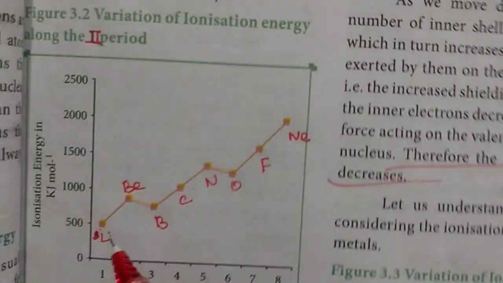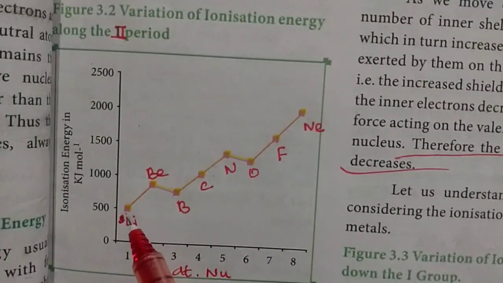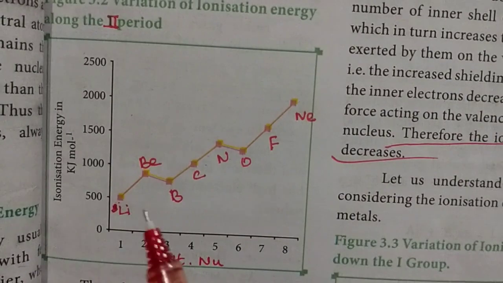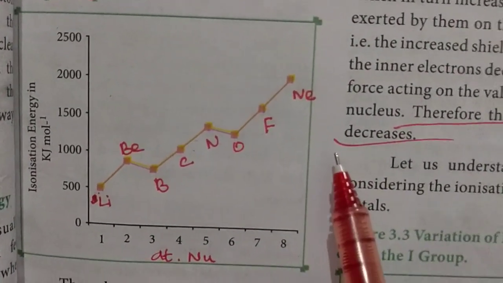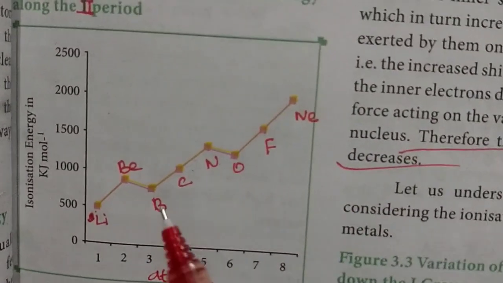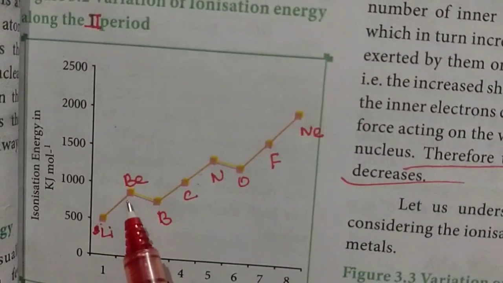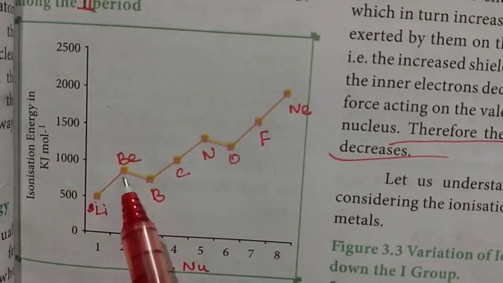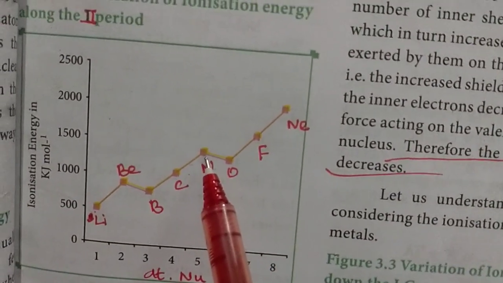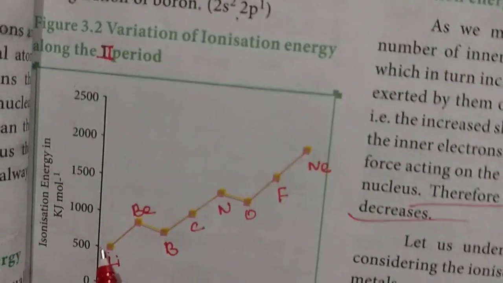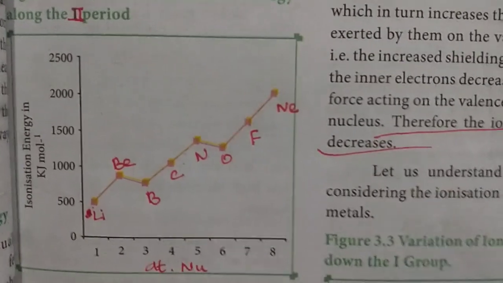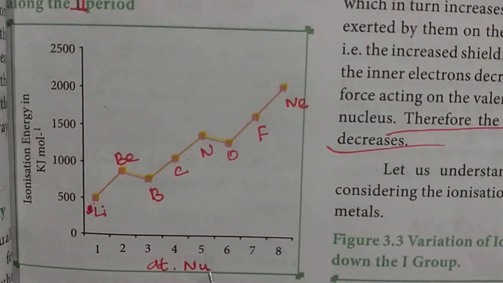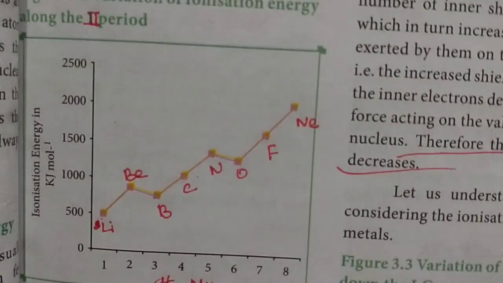Now take this from the ionization energy concept. If you move from left to right, generally it increases, but in this case we have some deviation. You can see this deviation: beryllium and nitrogen have some deviation, and neon also. They are not in a straight line. Why do they deviate in the plot of atomic number and ionization energy?